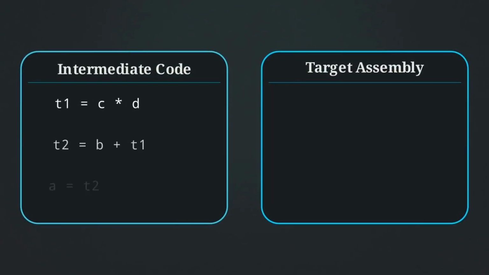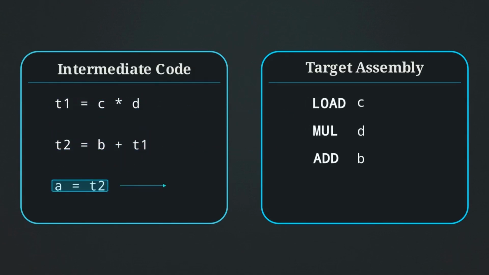In Phase 6, code generation, the compiler completes the translation. It maps our optimized list directly into the specific hardware instructions of the target processor, turning our variables into commands like load, mul, add, and store.